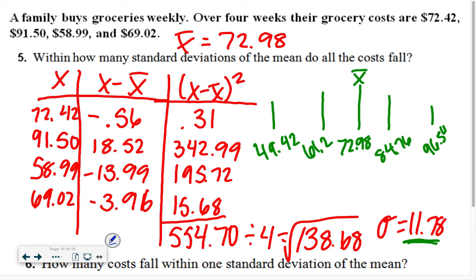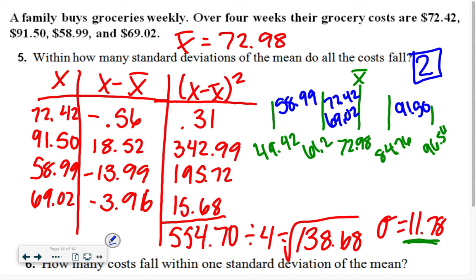72.42 falls right here. 91.50 falls here. 58.99 is the first one. And 69.02 is one of my middle ones. Okay, so within how many standard deviations do all of my values fall? Within 2 standard deviations. All that to write a silly little 2.